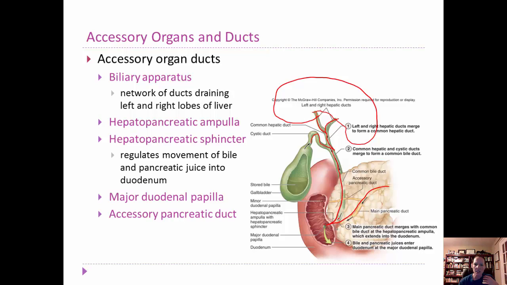They are going to empty into the small intestine, specifically the duodenum. It's going to be released through this major duodenal papilla right here. The sphincter is going to regulate the movement, but the fluid is going to come out of the papilla. As you can see, they are going to empty right in there. You also have this accessory pancreatic duct that can also secrete some pancreatic juice, but as you can see, it's pretty small, so it's going to contribute to a small portion of it. Most of it is going to go through the main pancreatic duct there.